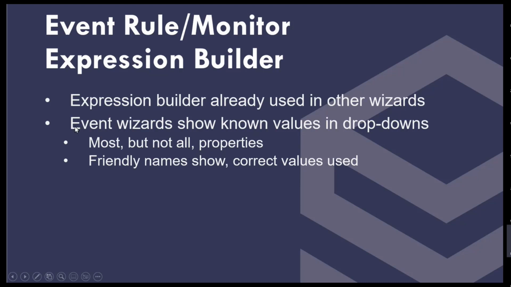One of the things that the event wizards show is they'll show values in a drop-down, so you can select them. So for most, but not all, the properties, you can click on a drop-down and select known values. And for some properties, we show a friendly name, but when you substitute it in, we put in the correct numeric value.